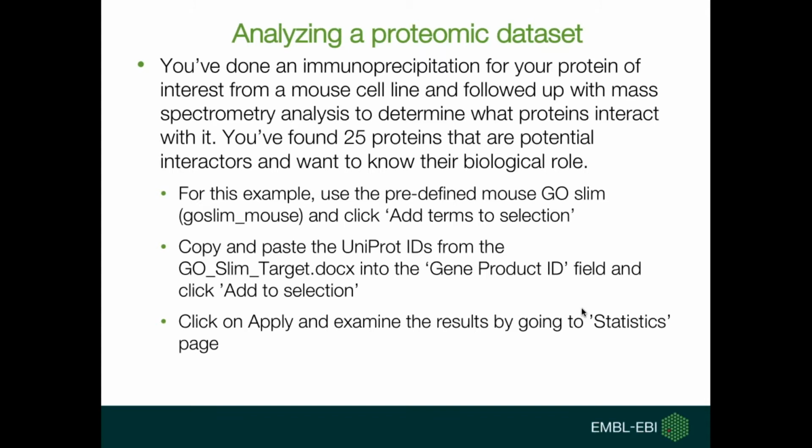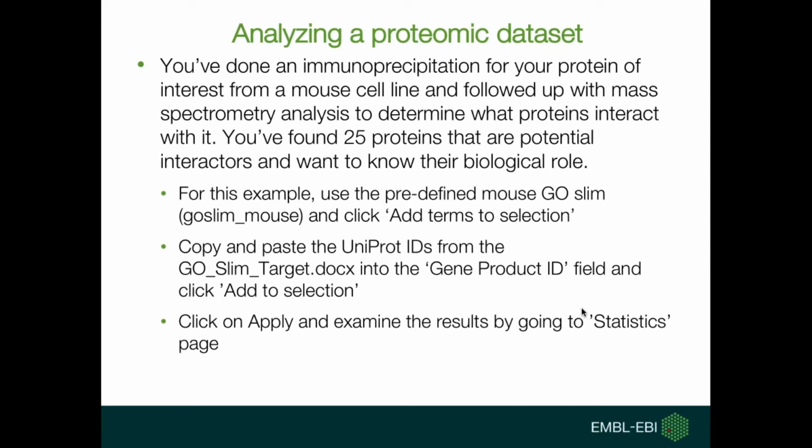And I know this is a really low number for mass spec. Typically, it's in the thousands. But for this example, and for the sake of our sanity, we're only going to look at 25 proteins that we found as potential interactors for protein X. And we want to know what their biological role is, because this can give us a rough idea of the things that protein X is involved in.